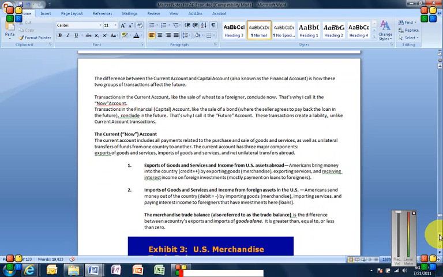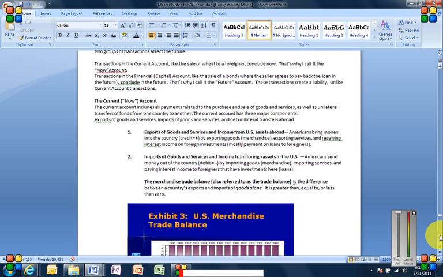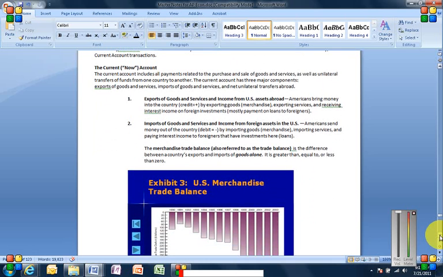The current account has three major components: exports of goods and services, imports of goods and services, and then the net unilateral transfers abroad. So what are these things? Some of them might seem more easily palatable to you than others because you've heard of these before. First, exports of goods and services, as well as income from U.S. assets abroad. Americans bring money into the country. Remember, this is a credit to the balance of payments. It's a plus by exporting goods, merchandise. Also by exporting services and receiving interest income on foreign investments, mostly payment on loans to foreigners.